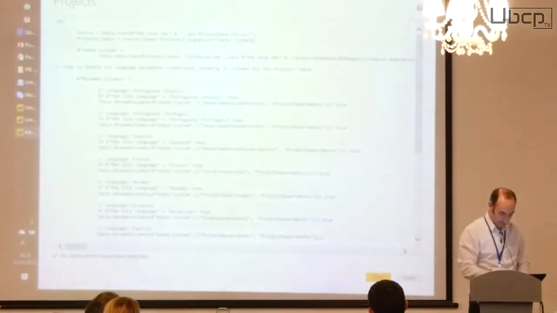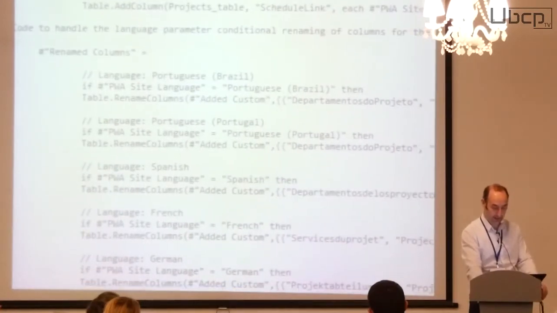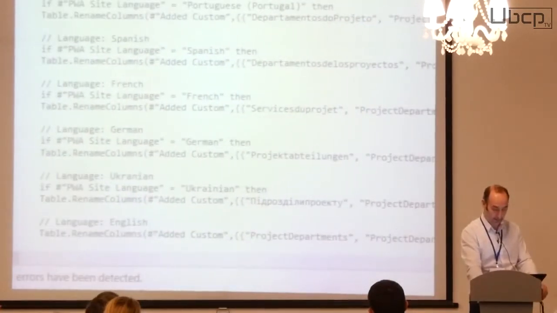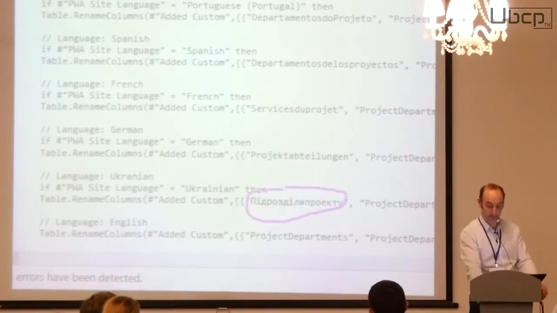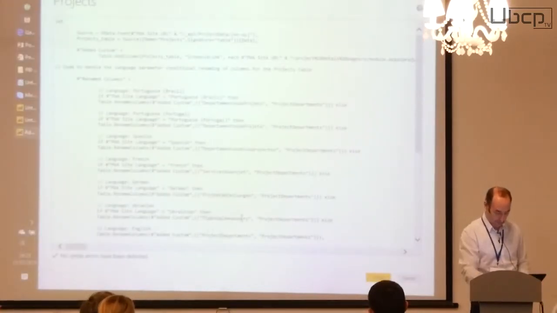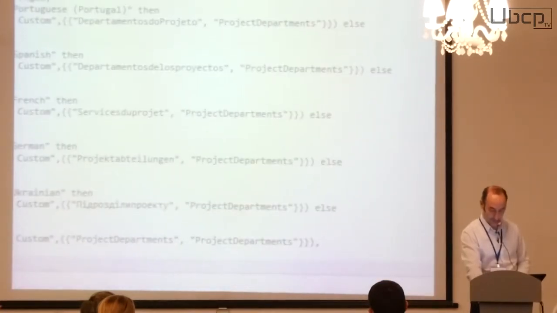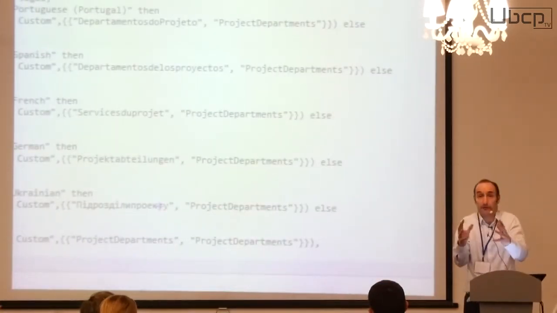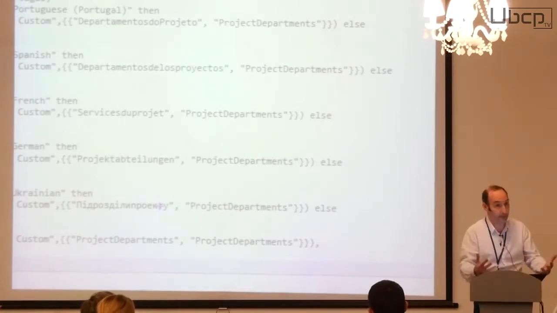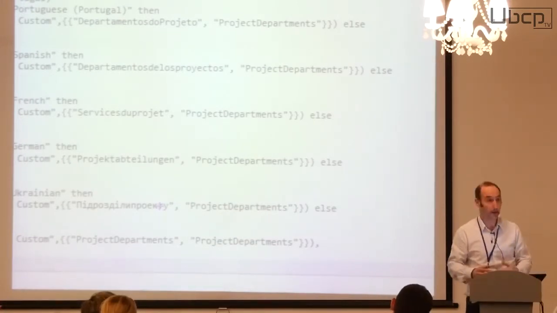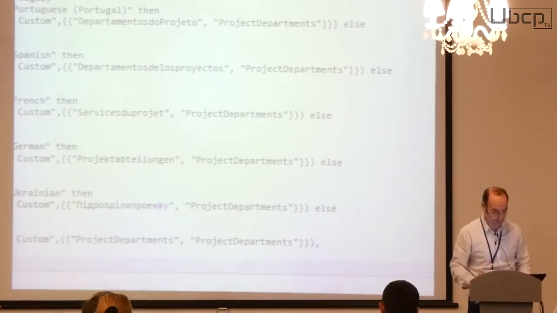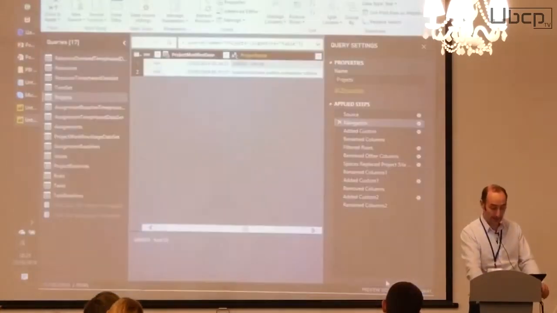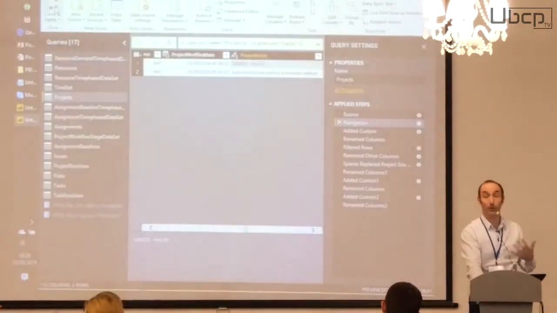But in the editor here, this section is where we test for the language. Okay, and down here I've got language Ukrainian, and this was project departments. So I take that and I rename it to project departments. Okay, so that's what we do. So we have to find the areas that need to be renamed, and we have to get the right names. Okay, hence the reason I need your help to translate this. Okay, well, once that's done, then our Power BI report effectively runs.